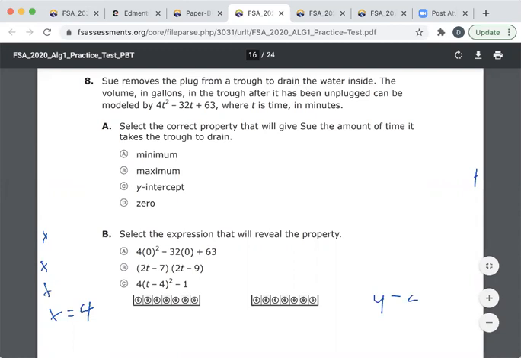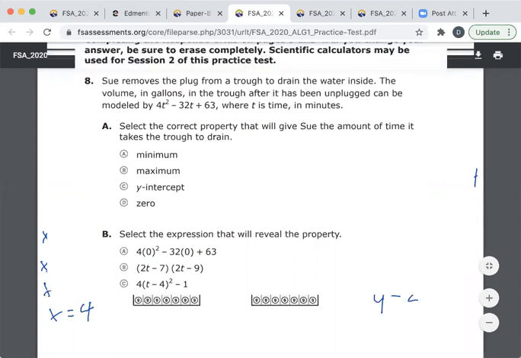0 is if there's no water left. Does that make sense? So if you set it equal to 0, then you could figure out the time. Okay? I don't have to work it out for that part.